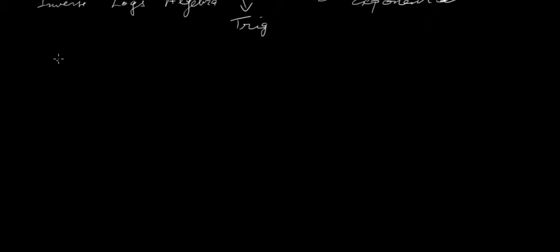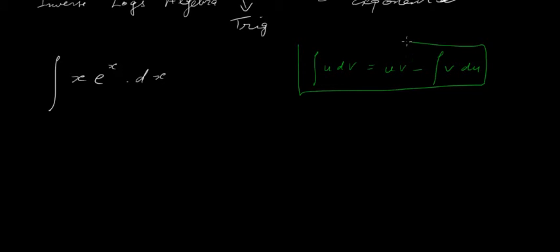Let's go for the one I mentioned earlier, x e to the power of x. If you try to do substitution here, it doesn't work, so you're going to use this particular rule. I'll write it down again in green: the integral of u dv is equal to uv minus the integral of v du. This is our rule that we're going to use.